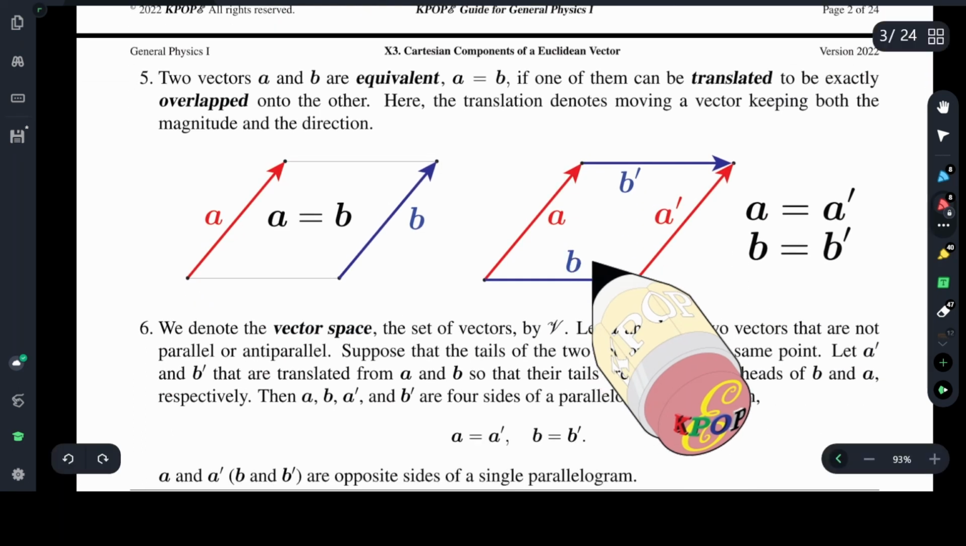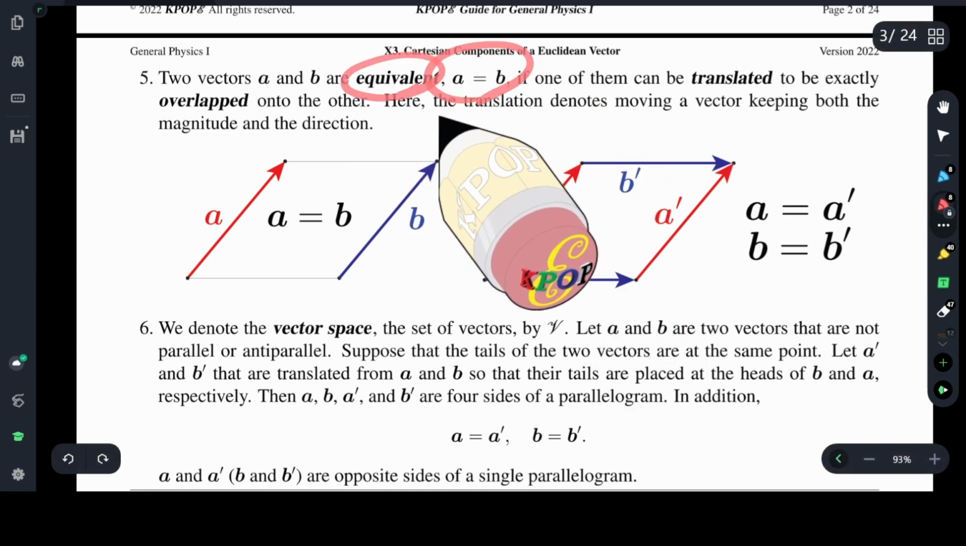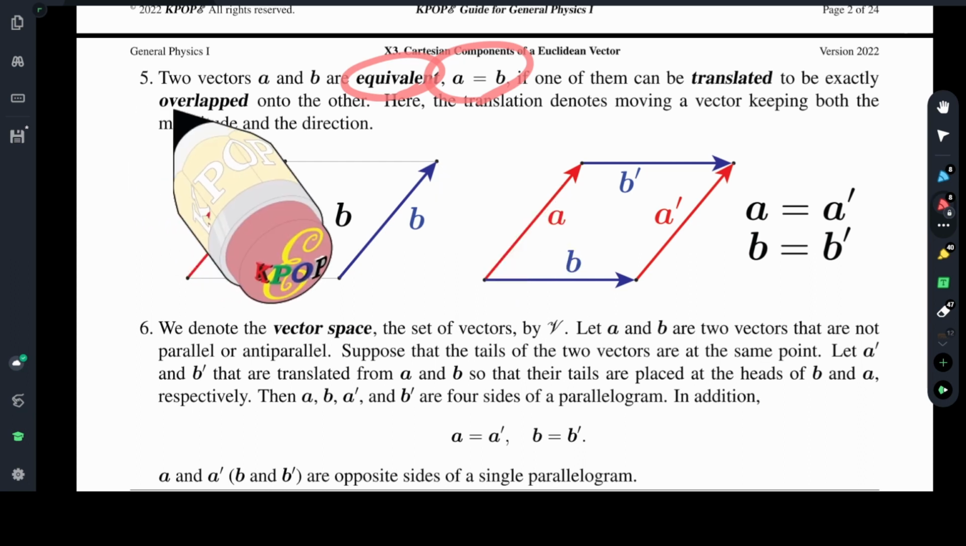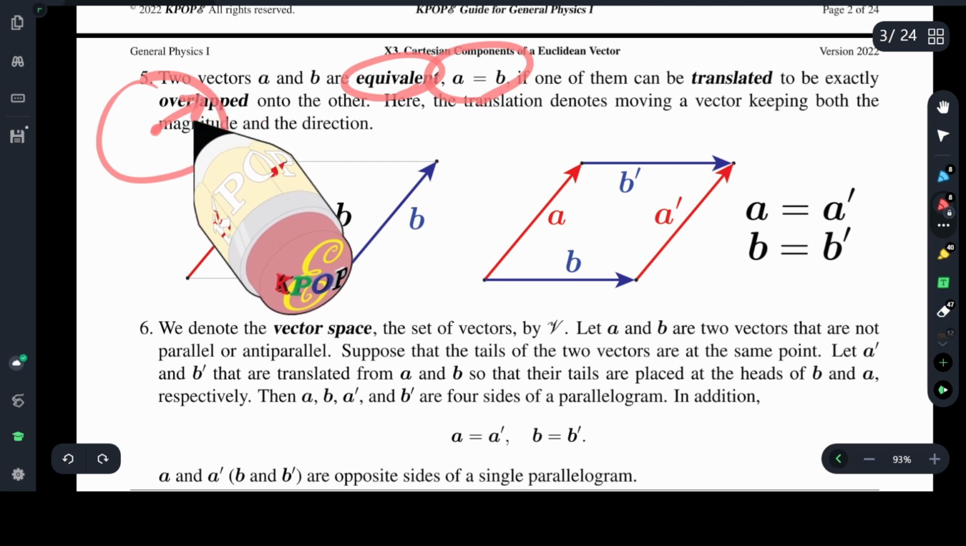How can I determine whether two vectors are the same or not? We say they are equivalent, meaning A equals B. If two vectors are the same, they must have the same magnitude and the same direction. The same magnitude in a different direction can be represented by this kind of example.